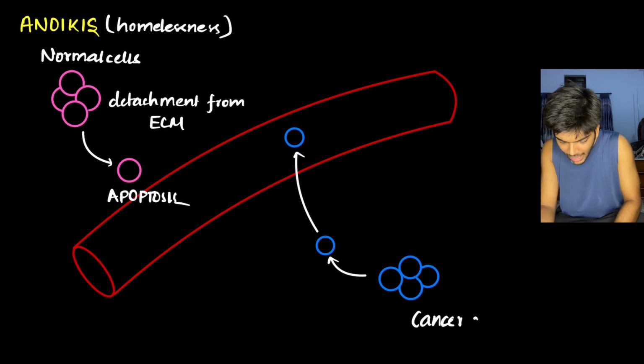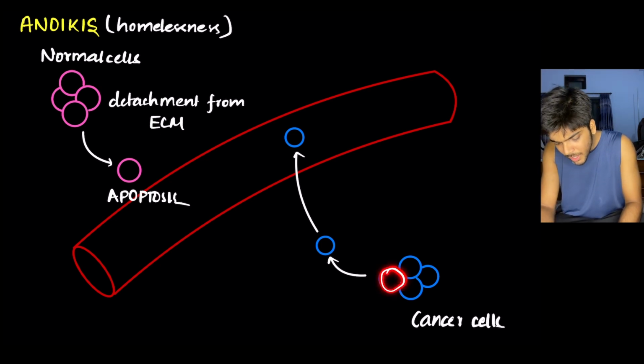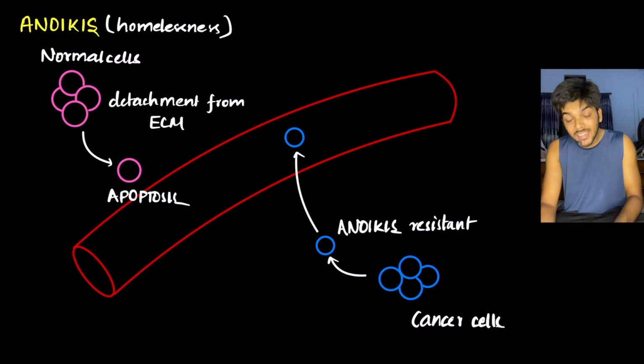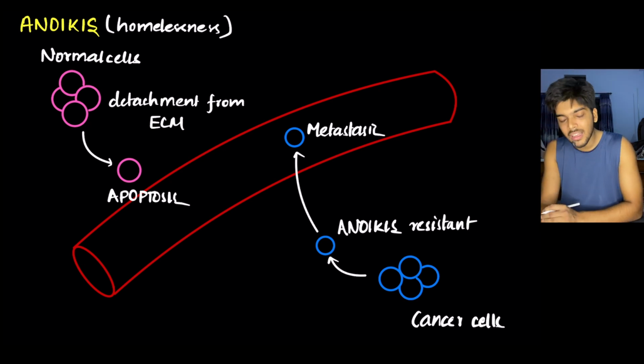In blue, I have shown cancer cells. Out of these cancer cells, this particular cancer cell detaches. However, a cancer cell is anoikis resistant. And that is why, even after detachment, it does not die of apoptosis. It instead travels and then shows metastasis. And that's the difference between a normal cell and a cancer cell.